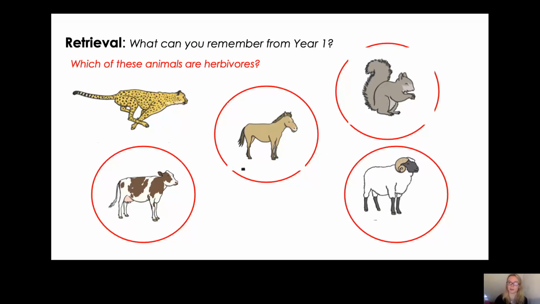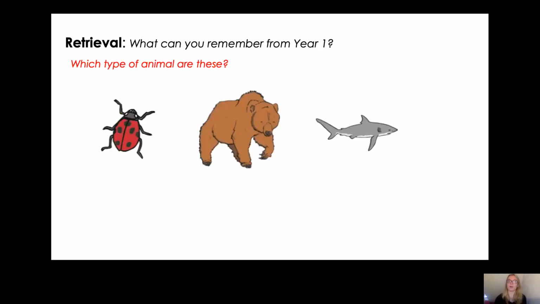Are you ready for our last question? You're doing so well so far. Okay, so it's asking, which type of animal are these? So remember, your types of animals are amphibians, reptiles, mammals, fish, birds, and insects. Okay, so we've got a ladybird, a bear, and a shark. So what type of animal are these? Pause the video now and have a think, Year 2.